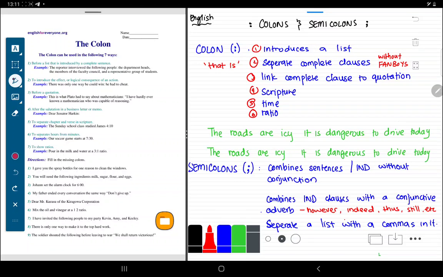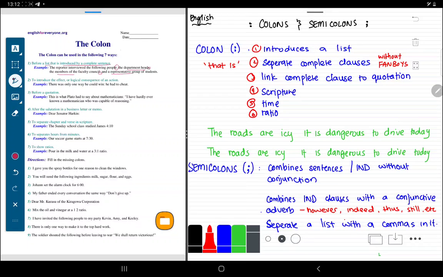So starting with the first, introduction of a list. If you were to look to your left side, here before a list, that is a list that has to be introduced by a complete sentence. You have to put your colon. For example, the reporter interviewed the following people. Then he puts his colon, and then he gives us the list of the people that he introduced, separating them with your normal commas. All right?